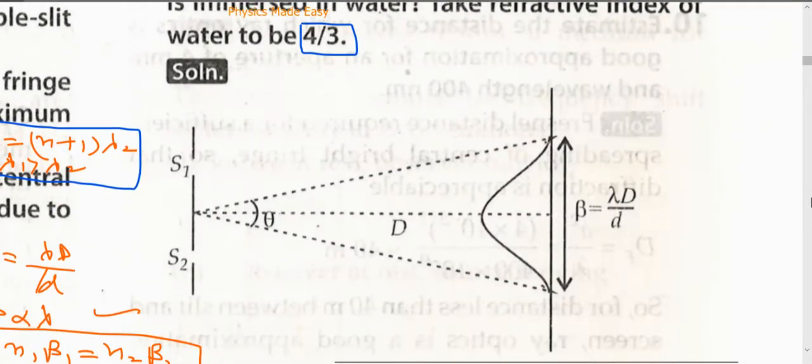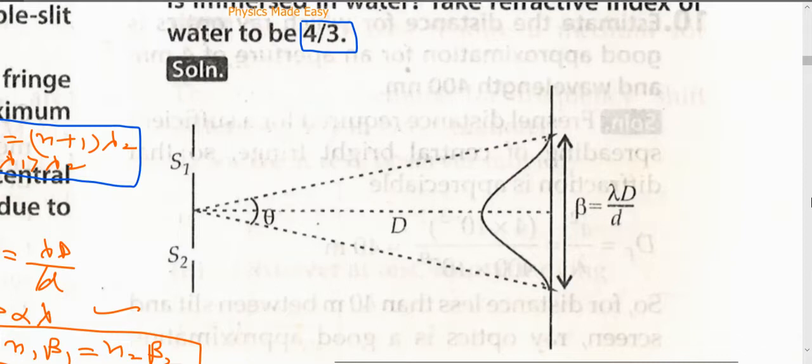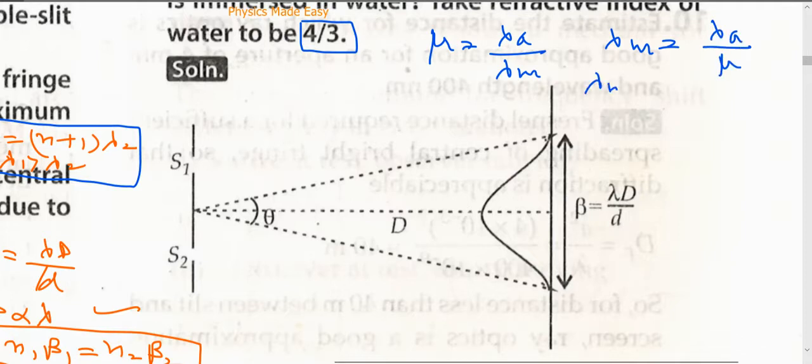So this apparatus is immersed in water. Now what you can do is mu is equal to lambda air divided by lambda medium. Lambda medium is lambda air divided by mu. Just remember this line.